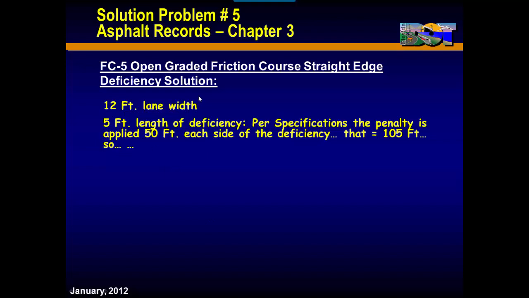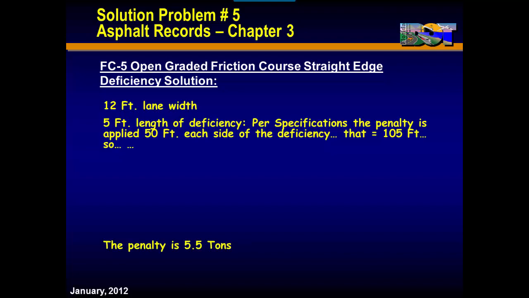All right, so here's our solution. We have a 12-foot lane width, and our deficiency calculated out to be 5 feet wide. So per specification, 50 feet each side of the penalty, so 50 plus 50 plus 5 would give us 105 feet. So what's the next portion? Well, the penalty is going to be 5.5 tons, but how do we arrive at that?